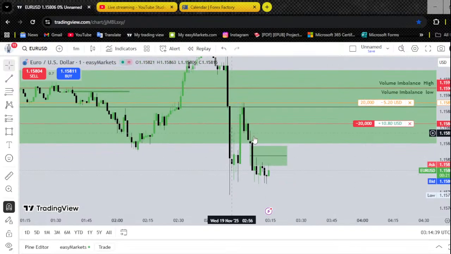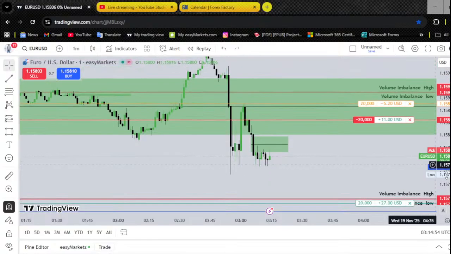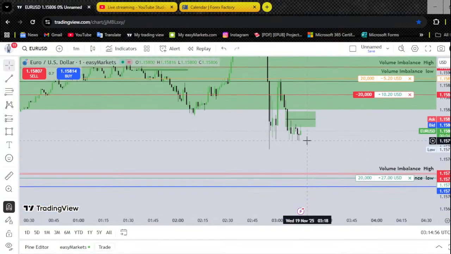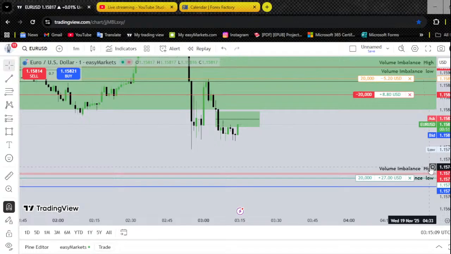And my PD array at the moment that I'm watching is this fair value gap. I don't expect market to come back here. The moment the market returns up here, I think I'll close my trade immediately. Because I'm not expecting anything like retracement, deep retracement here. Market should displace lower and continue going down.